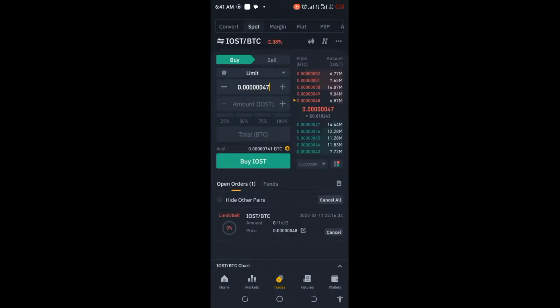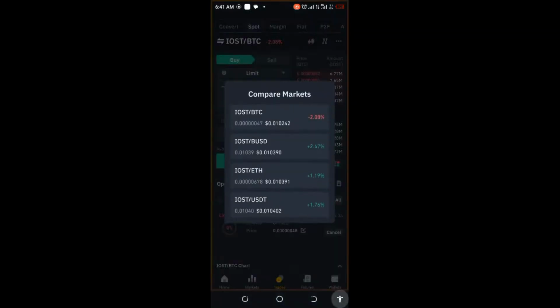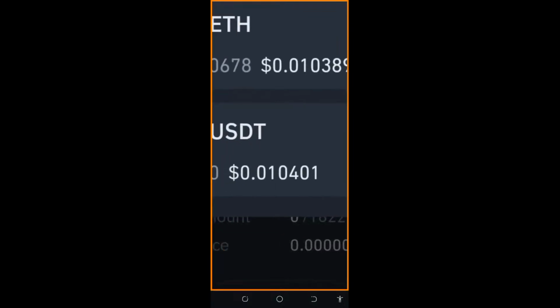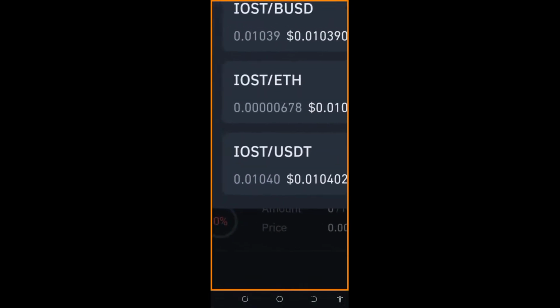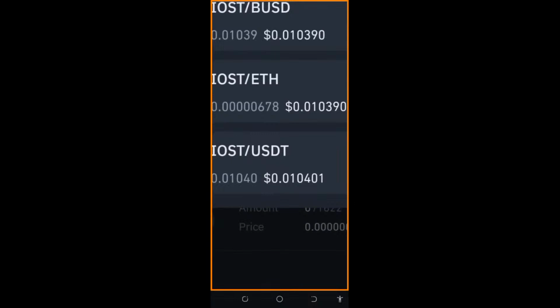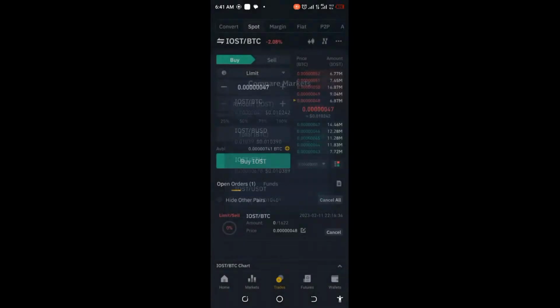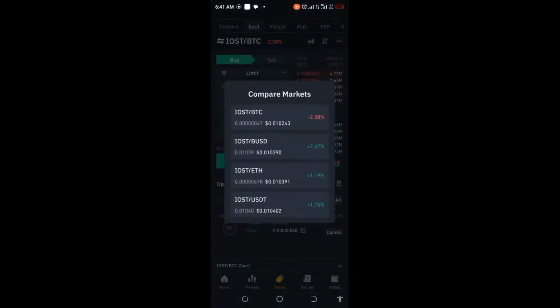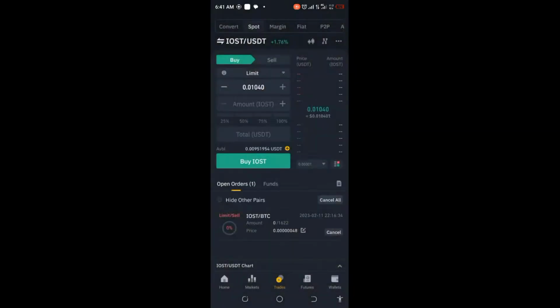Okay, so let me go and check the compare markets. Yeah, look at it. IOST USDT is actually 0.0104. So at this time, we can employ the boomerang strategy where we'll do the sellback. We'll check if this is going to give us a profit. So let's put it there and simulate first. Let's click on sell. We bought it at 0.0103.